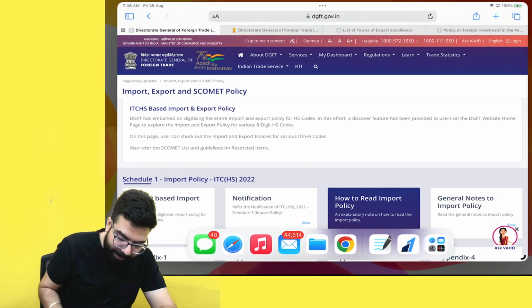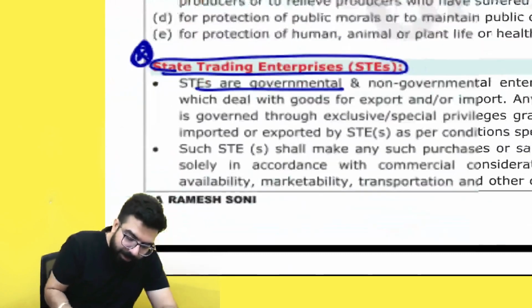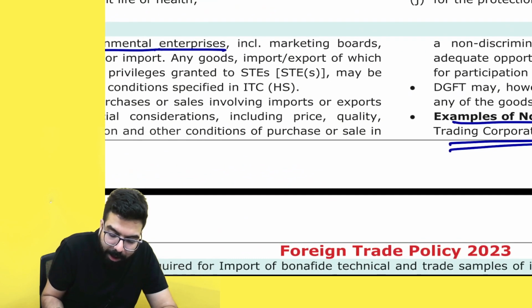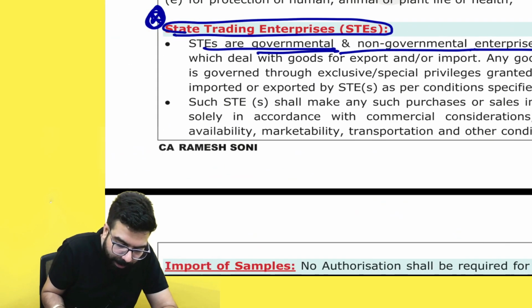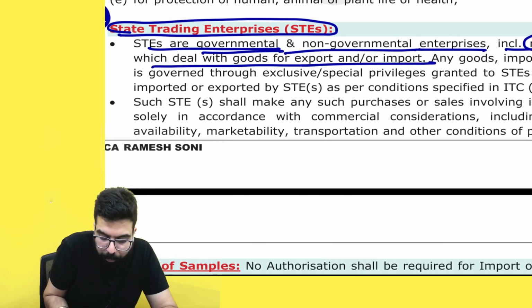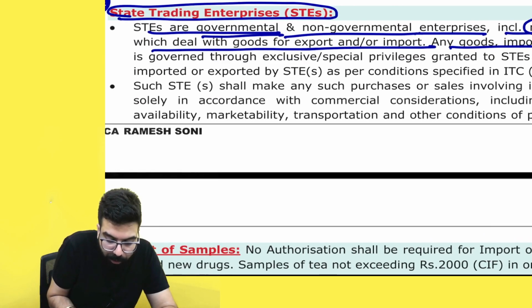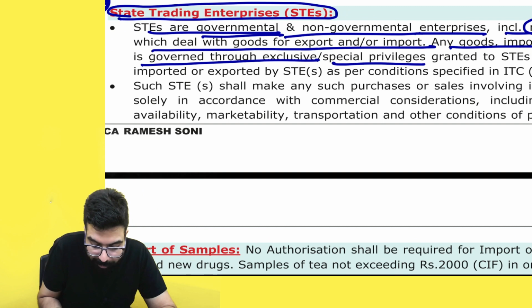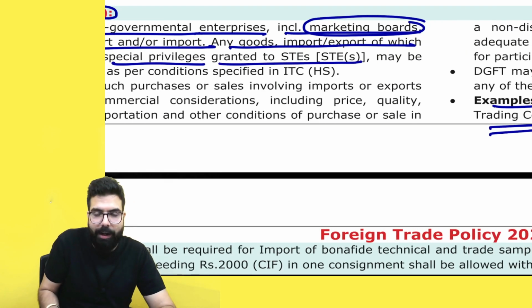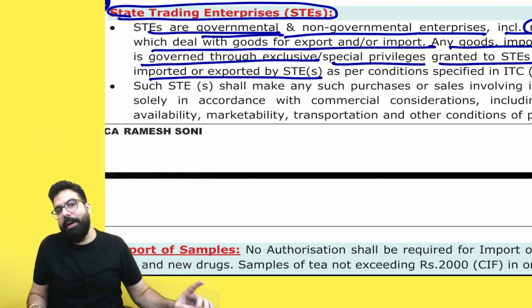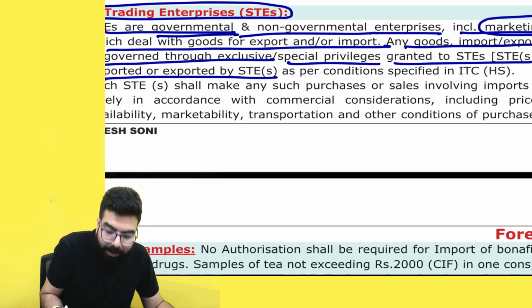That's what they are telling, that state trading enterprises are nothing other than governmental and non-governmental enterprises, including marketing boards. They are marketing boards which deal with goods for export and import. Any goods, import and export of which is governed exclusively or through special privileges granted to state trading enterprises, may be imported or exported only through a state trading enterprise as per the condition in the ITC-HS.